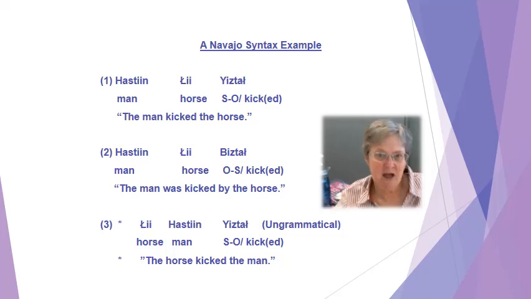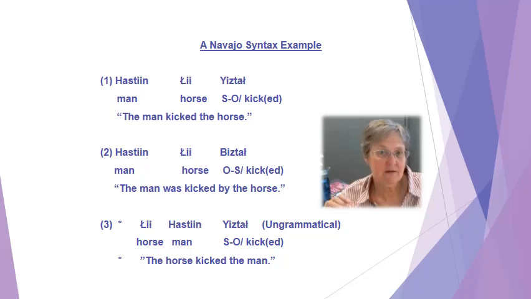Hastin kli yistal. Hastin means man, kli means horse, yistal means kick or kicked, past or present, not distinguished. And the YI prefix means interpret the first noun to be the subject and the second noun to be the object. So it is the man, the horse, the man kicked the horse. Hastin kli yistal. Perfectly good Navajo sentence. Now let's go to the next sentence. Also a perfectly good Navajo sentence.